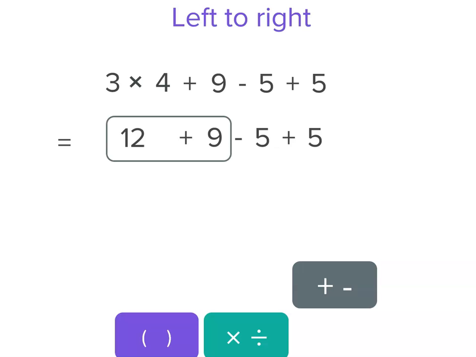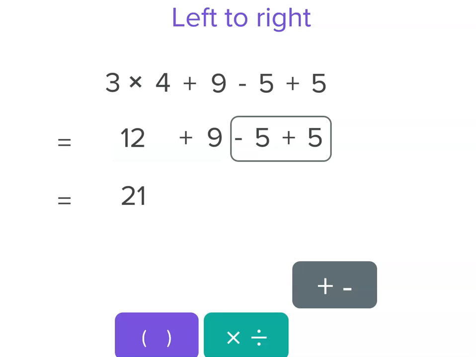So if we go from left to right, 12 plus 9, well, 12 and 10 is 22. So take away 1 and we get 21. And then we're actually subtracting 5 and adding 5. Well, they cancel each other out. But if you're not sure, you could subtract 5 and then add 5. So we actually get 21.